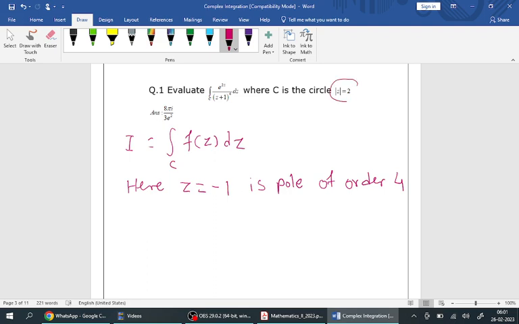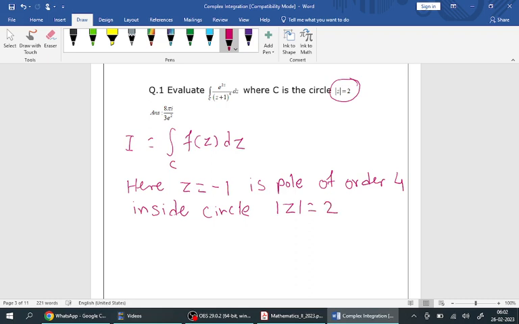Next thing that we have to check is whether it is inside or outside the circle mod z equal to 2. Mod z equal to 2 is the set of all complex numbers whose modulus is less than or equal to 2. So if we see the inside region of the circle, this is z equal to minus 1. If you calculate the magnitude of this complex number minus 1, mod z becomes 1, and this is less than 2, hence it is inside the circle. So z equal to minus 1 is a pole of order 4 inside the circle mod z equal to 2.